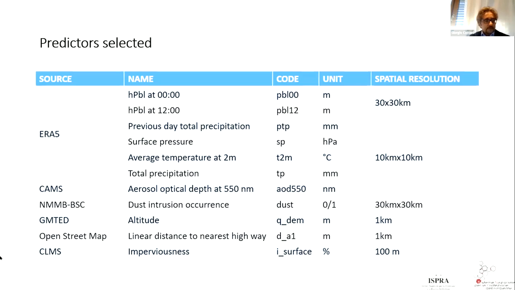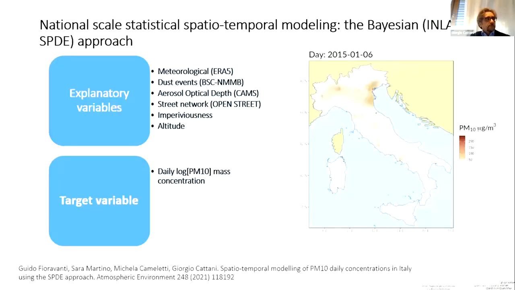In the previous slides, we selected the 11 predictors, which are temporal variables such as meteorological parameters, planetary boundary layer at different times, aerosol optical depth, and dust intrusion occurrences, and other spatial predictors, which are altitude, linear distance to the nearest highway, and imperviousness. Based on that, this is the result. As you can see, we have both daily variability and a very nice spatial resolution.